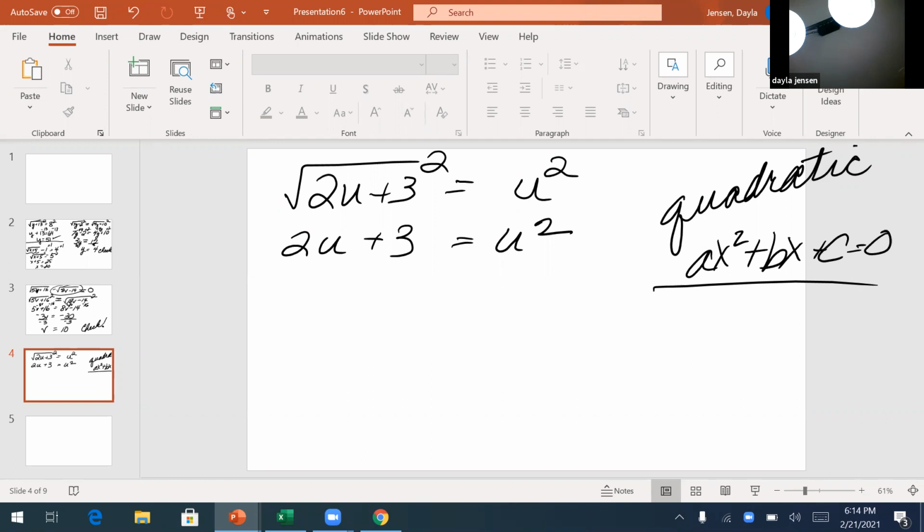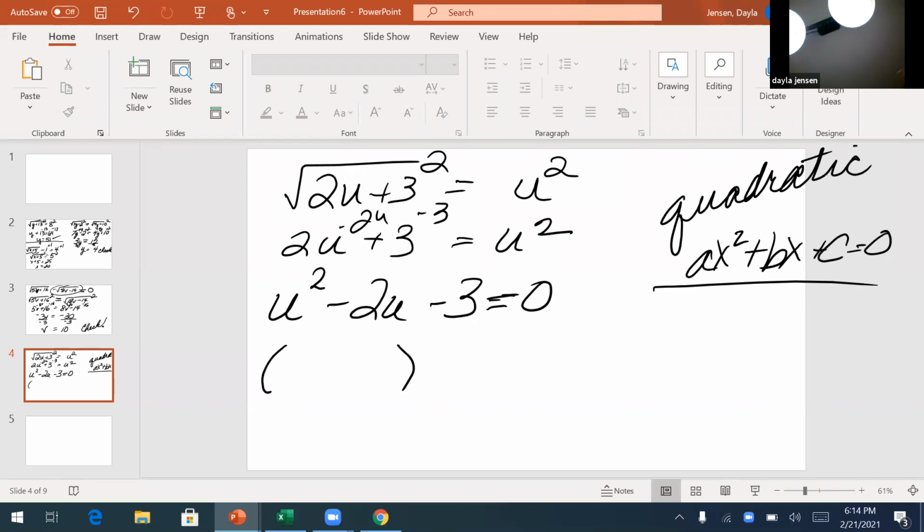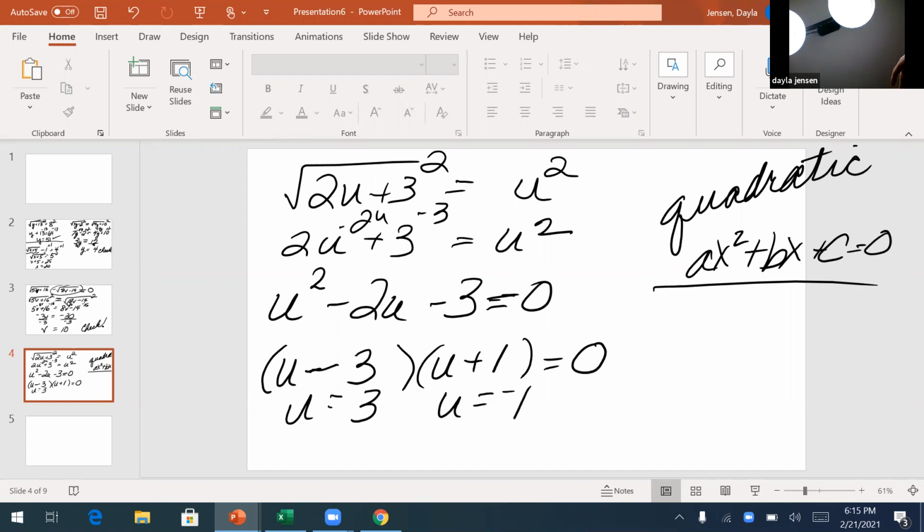So let's subtract 2u from both sides, subtract 3 from both sides. u squared minus 2u minus 3 equals 0. So there it is in the standard form of a quadratic equation. So now I can factor it into two binomials if I can. Two numbers multiplied together to give you -3, but added together to give you -2. And there they are. Those two factors multiplied together give me 0. So u is either 3 or u is -1 or both.